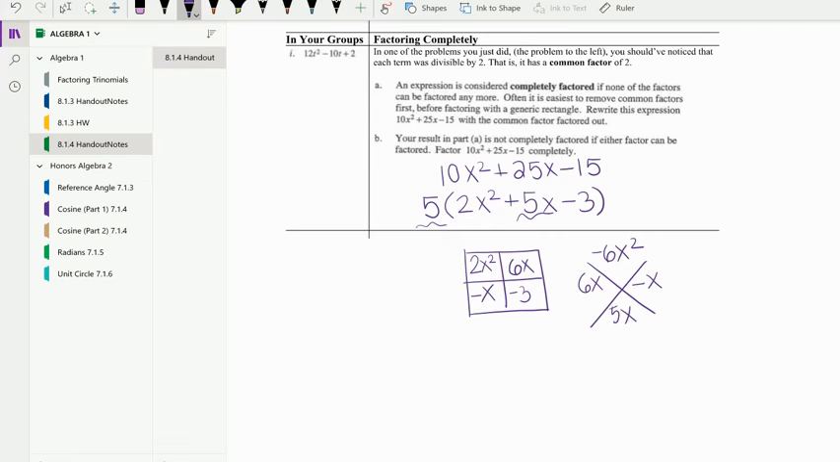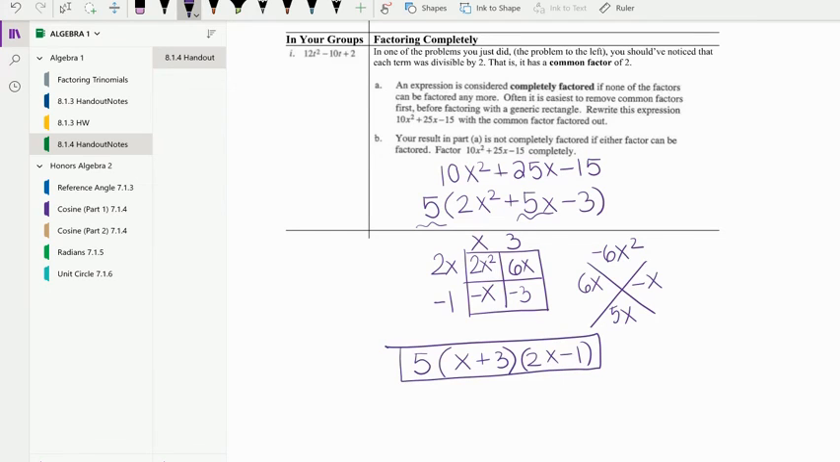So the GCF of 2x squared and 6x would be 2x. 2x times x is 2x squared. 2x times 3 is 6x. X times negative 1 is negative x. And 3 times negative 1 is negative 3. So what I got is that my factors were x plus 3 and 2x minus 1, but I also have to put that 5 in front.